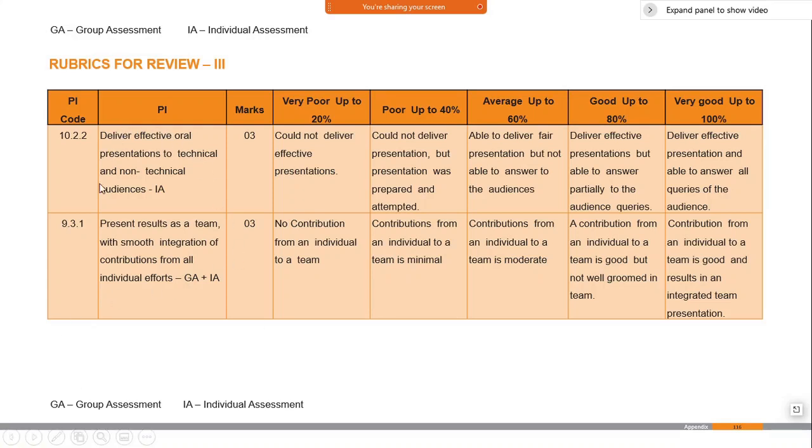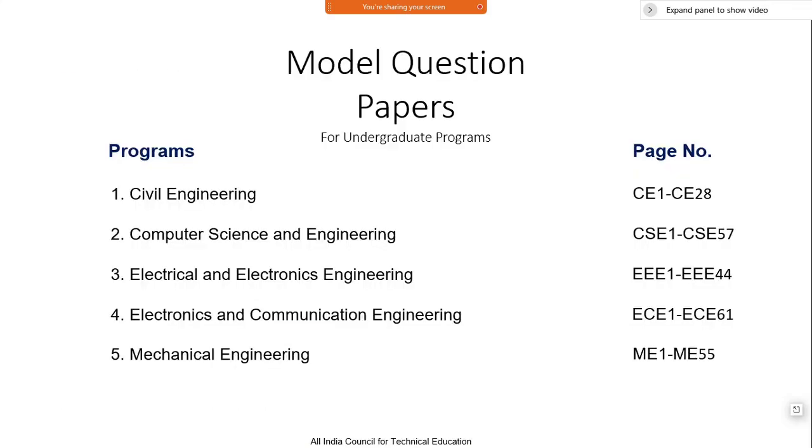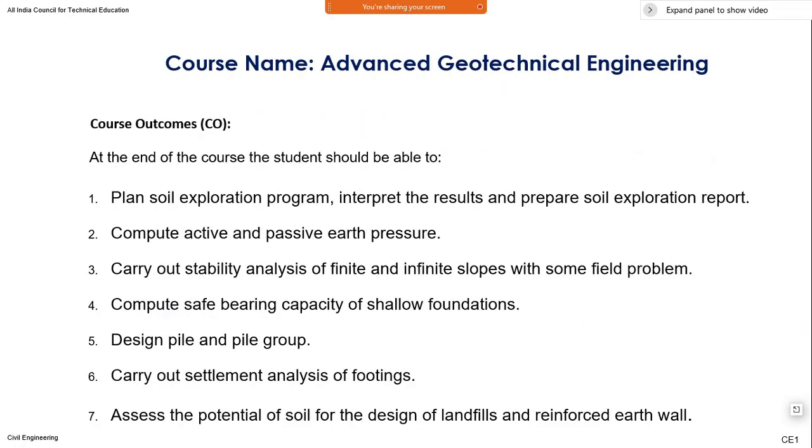How can we create a rubrics? I can give a total marks. 20% is very poor, up to 40% is poor, then average, then good, and very good. Based on that, you can create a rubrics table and go on writing these sheets. These sheets will ultimately be used for assessing your project examinations, seminars, minor projects, or any other skill sets. So these are the typical question papers.